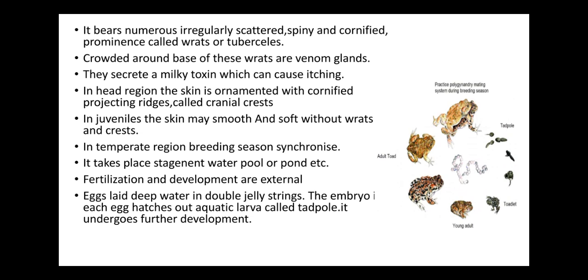The embryo in each egg hatches out as an aquatic larva called a tadpole. It undergoes further development in water and finally metamorphoses to a juvenile toad. It leaves the water, comes to land, and grows mature to a terrestrial toad.